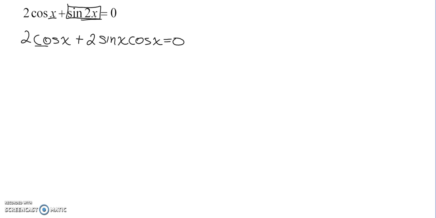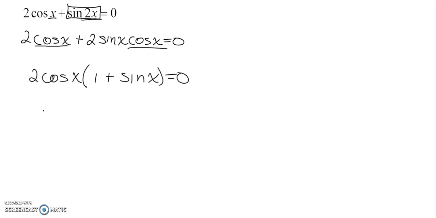And what I notice is we have a GCF. We could take out 2 cosine x, and that would leave us with 1 plus sine x equals 0. Here we're using zero product property, ZPP. 2 cosine x equals 0, and 1 plus sine x equals 0. So here I can essentially divide both sides by 2. That's still going to read cosine x equals 0.